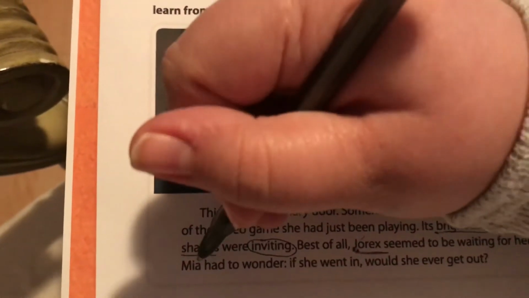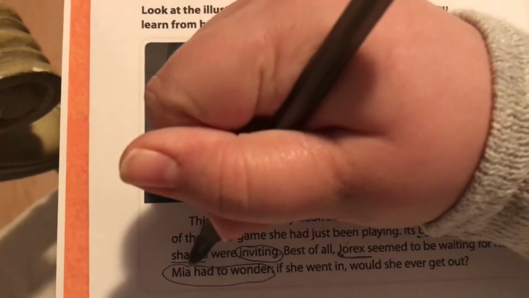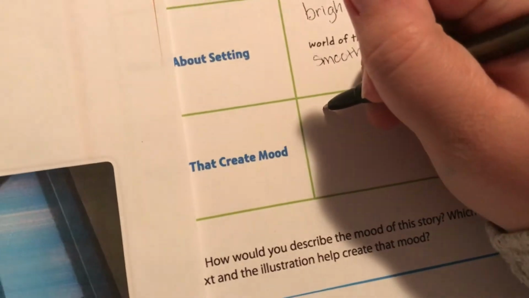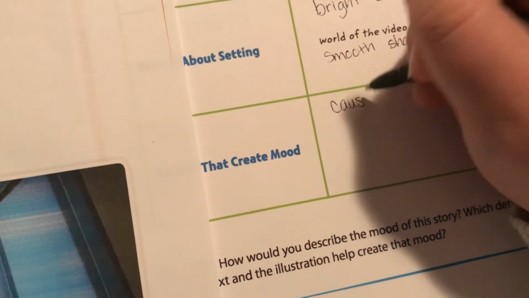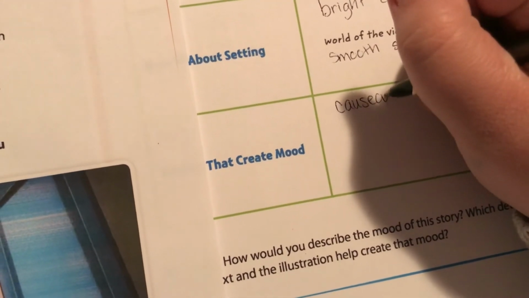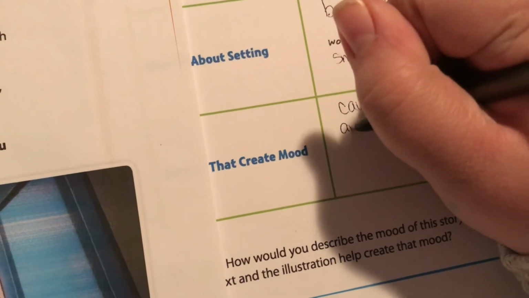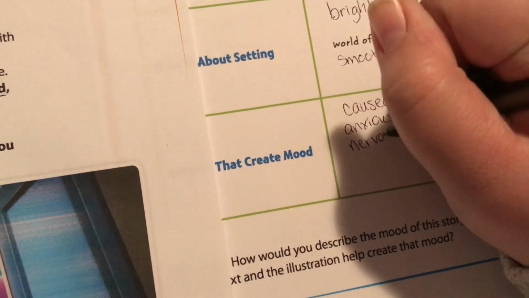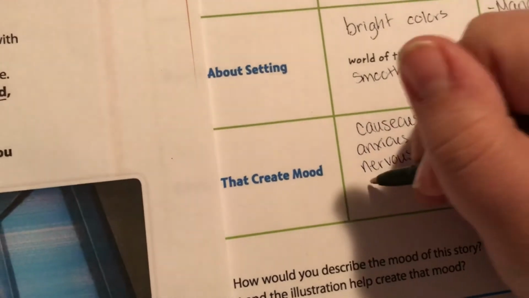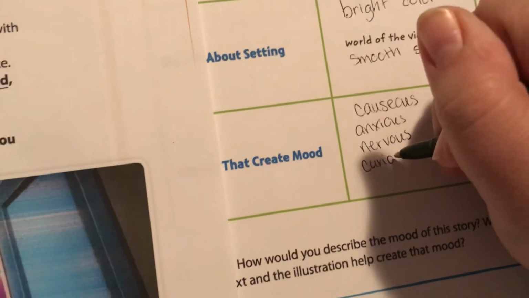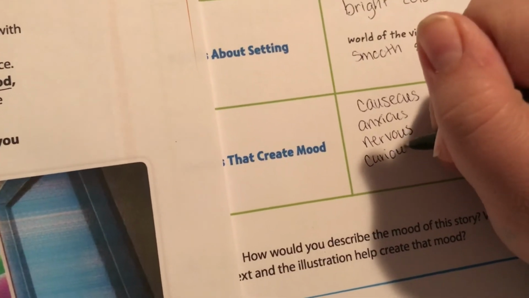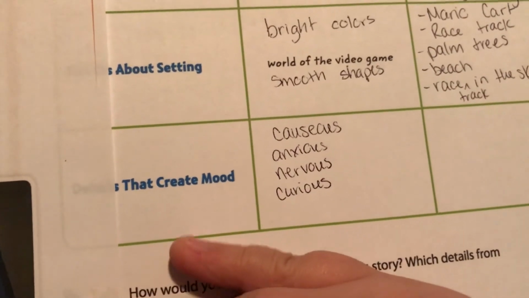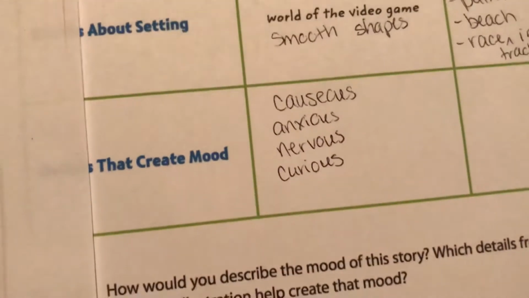And then Mia had to wonder about something. Usually, if you're wondering about something, I would say maybe you're a little cautious or anxious, nervous maybe, or even curious, especially that last line where it says, would she ever get out? I'm definitely curious about that last line. Whether the character is curious, I'm curious. I wish I could continue the story and see what happens next.